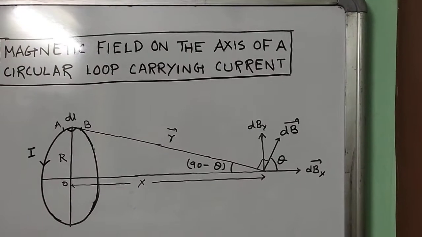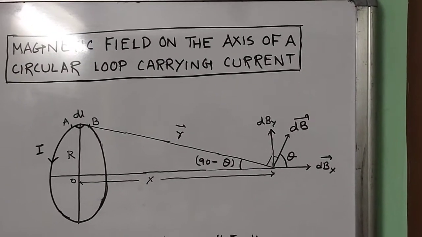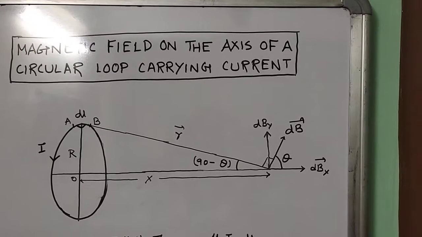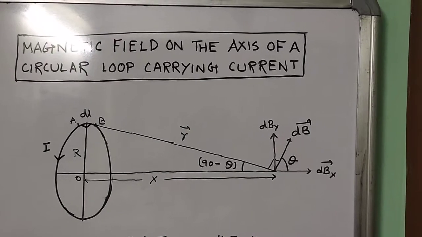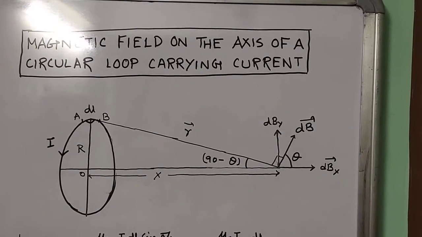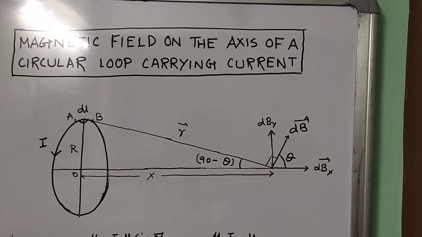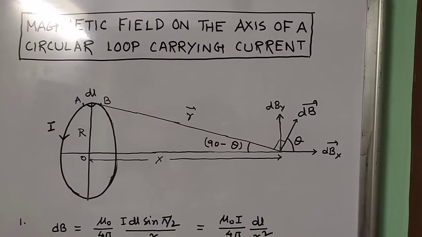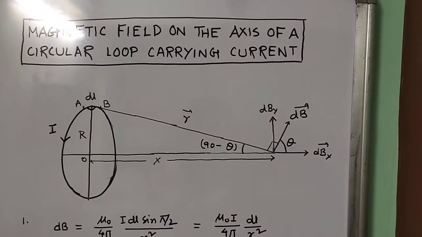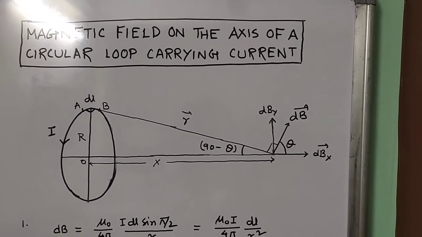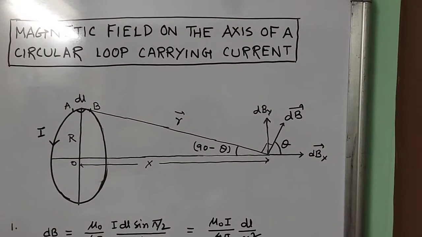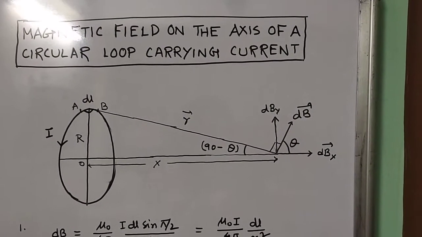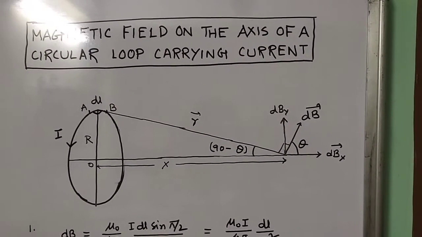Now dB has two components. One is along the x-axis, which we have defined as dBx, and another one is dBy, which is along the y-axis. Now if we consider the element at the diametrically opposite position, suppose the element is up, which we have defined as AB. Now if we consider another element which is diametrically opposite, and if you try to draw the figure, you will see that the field acts downwards, and it has two components. One is dBy, which is opposite to the direction we discussed for the element AB, but dBx is along the same direction as specified for the element AB.